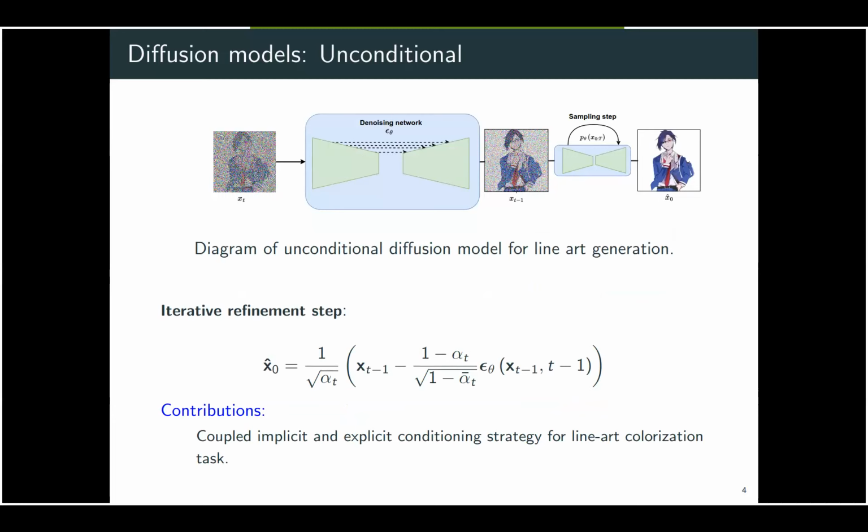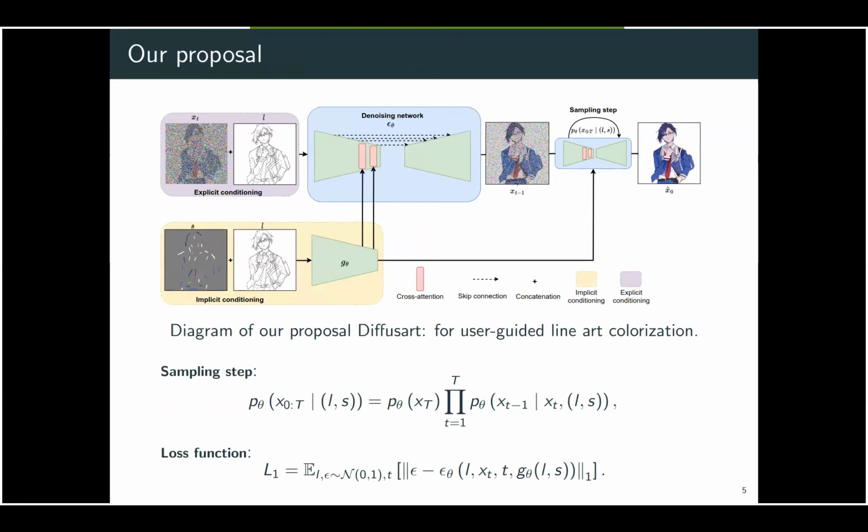So in unconditional mode, we are generating line arts, illustrations, and in our case, we would like to generate the structure of this line art and also the color. So our proposal is to jointly use two approaches to condition our diffusion models: the explicit conditioning in the purple block and the implicit conditioning in the yellow block. In the explicit conditioning, the network receives a noisy image and the liner as input. By this approach, the network is forced to learn the structure of the liner, and at the same time, we noted that it helps convergence times in training.